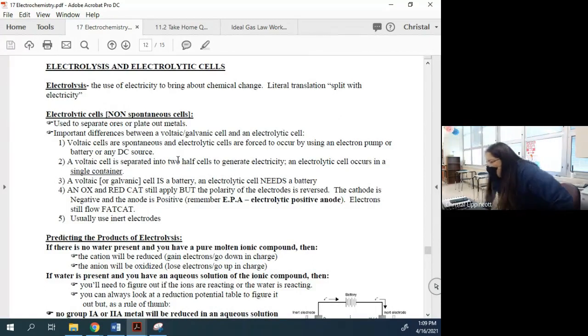Electrolysis. We're going to use electricity to bring about a chemical change. The translation literally is "split with electricity." So we're going to make that redox reaction happen, but we've got to input some energy into it. These are non-spontaneous cells. So if we were to calculate our E′ for this, we would actually have a negative number. And so in order to make this run, you've got to insert electricity to give it that push or that energy to make it happen.